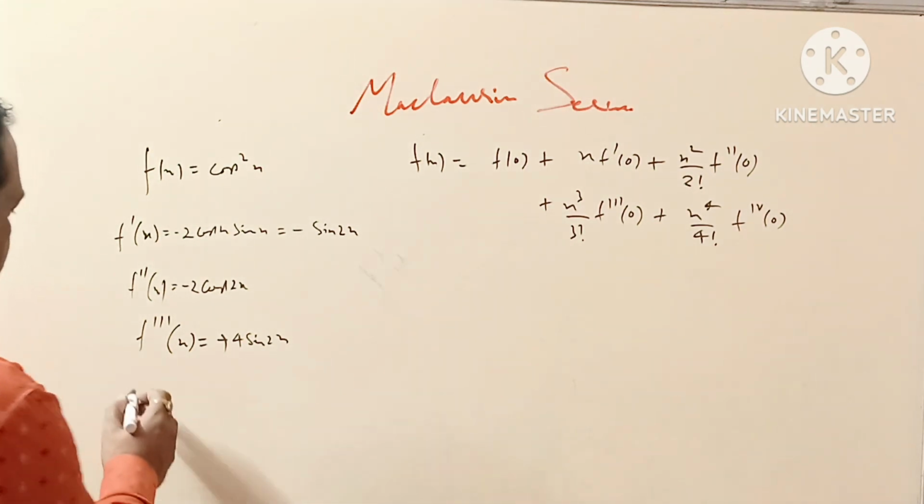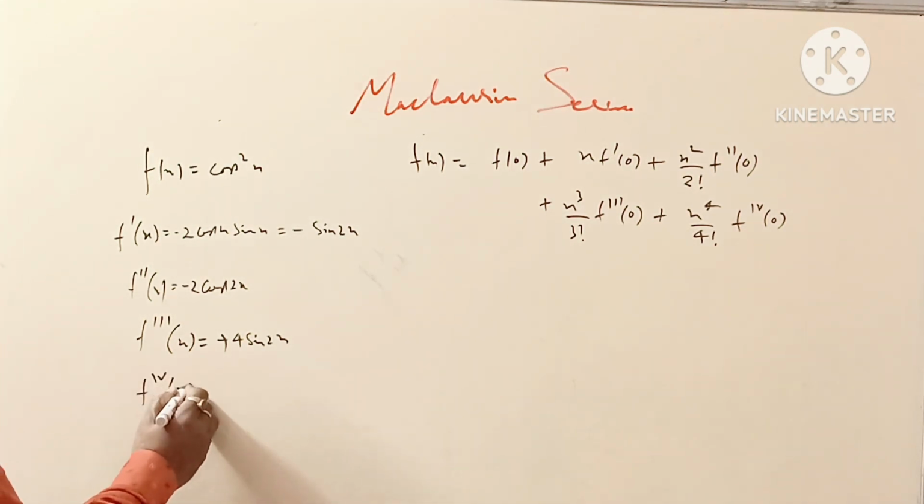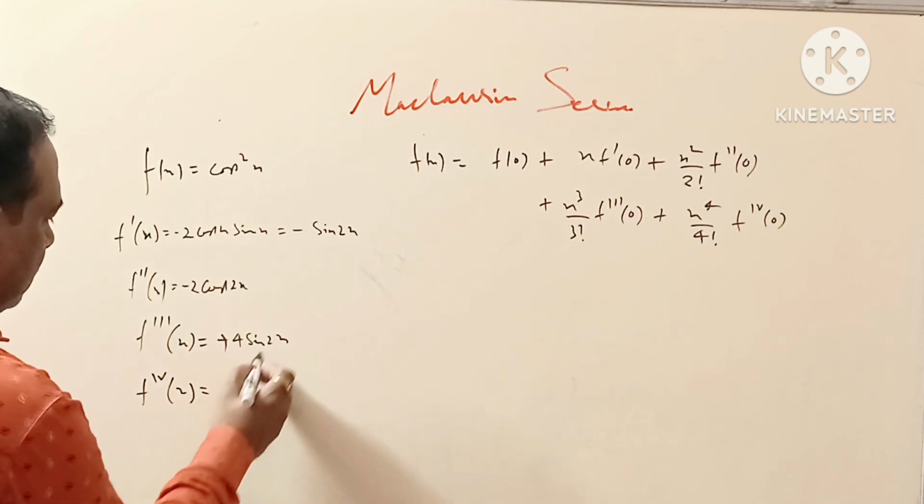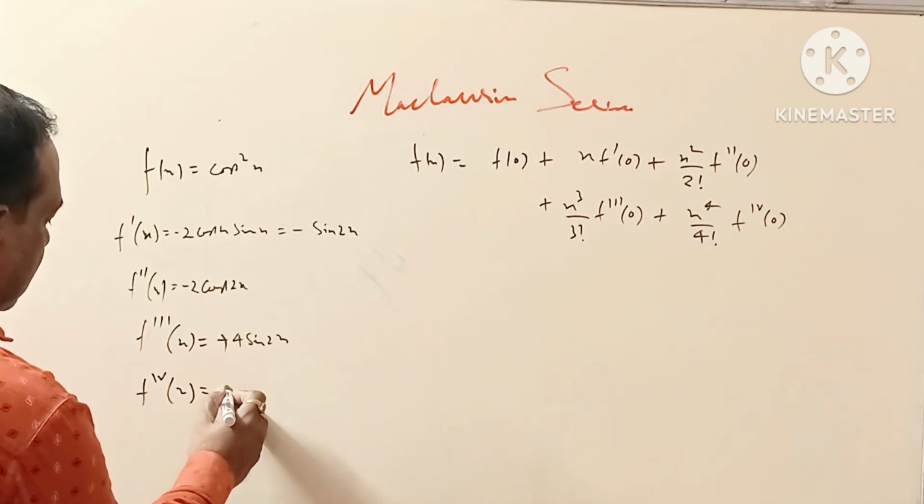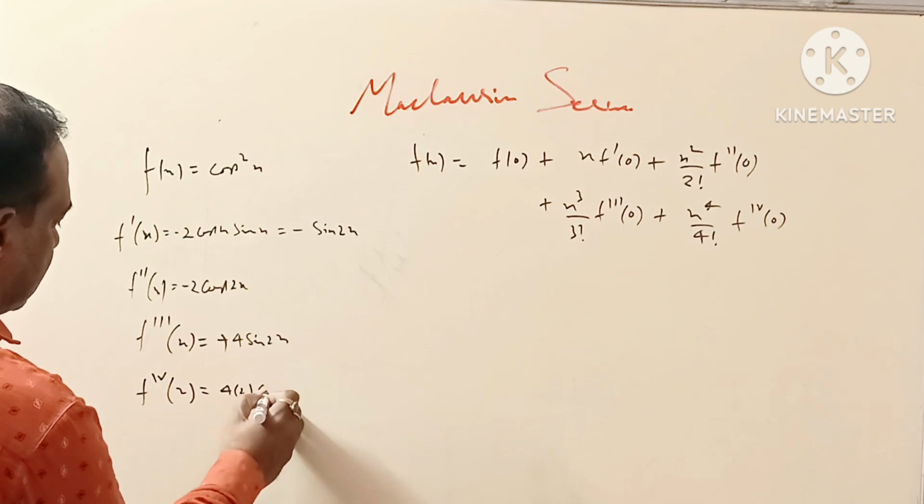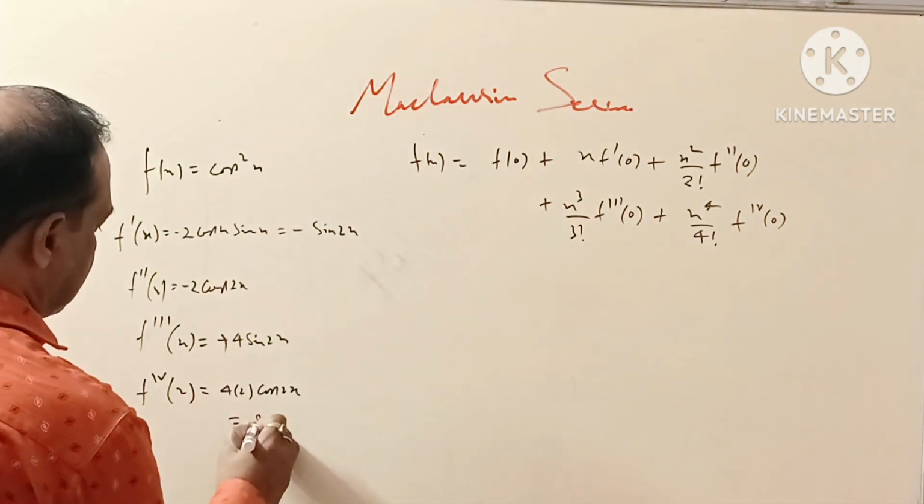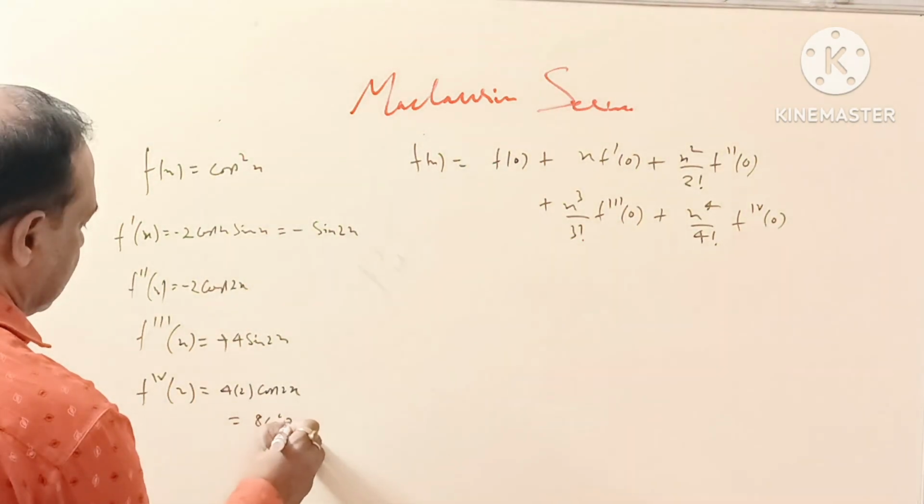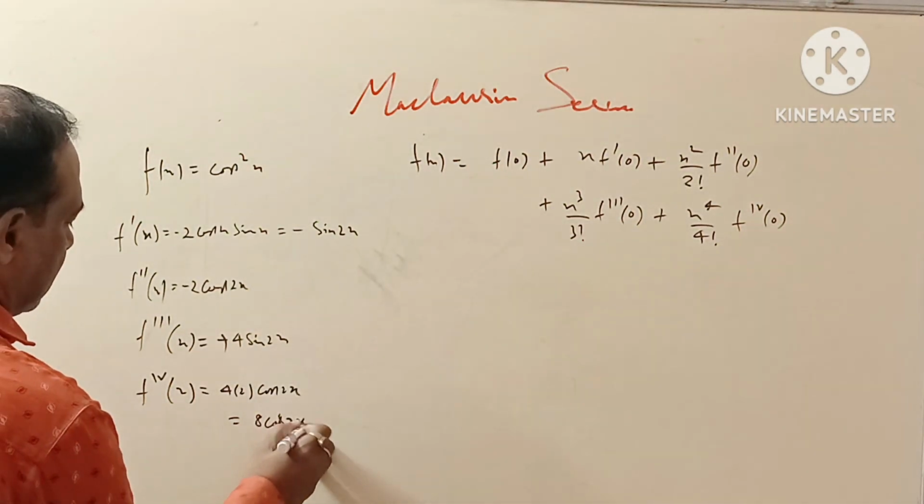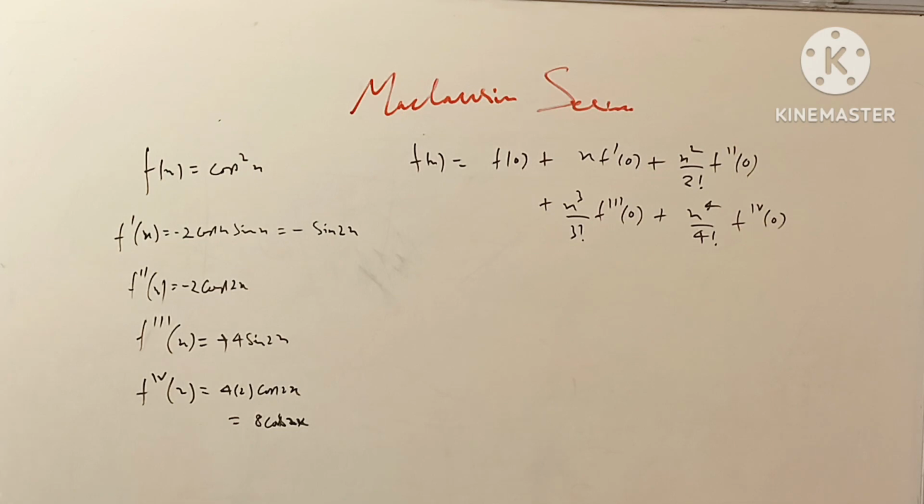Now the next thing is the fourth term, which is now equal to 4 times 2 times cos 2x. Now it is 8 times cos 2x. So I think you all have gone through it. This is 8 cos 2x.